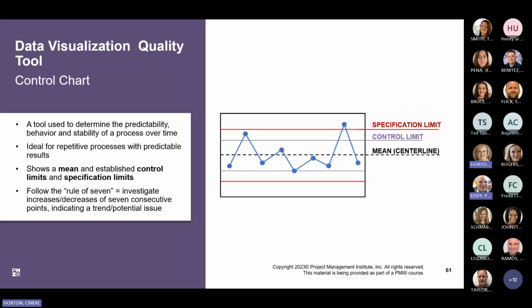For example, if you see 7 consecutive points above the mean, it might suggest a systematic issue that needs investigation and corrective action. In this example, we don't see 7 consecutive data points falling on one side of the center line. Okay, but the rule of 7, I do remember that one being on the exam, so good to be familiar with that particular terminology.